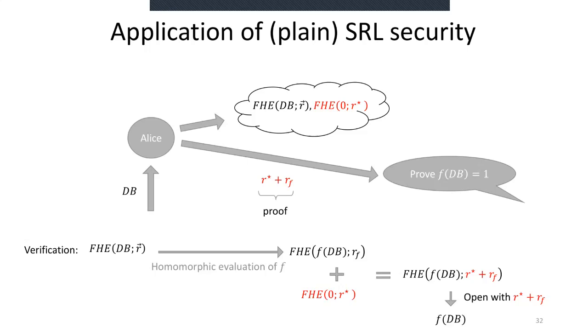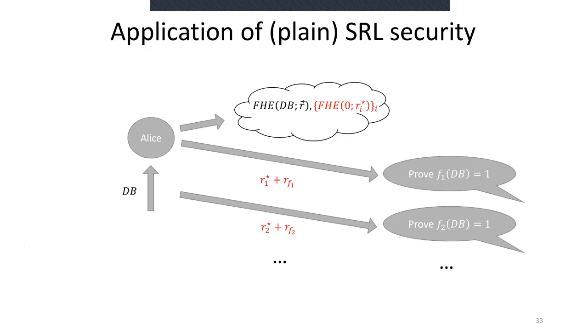And you can open this with the proof. You get f of the database, and you can check that it is actually 1. So if these FHE encryptions are computed properly, then the proof is sound. And the SRL security essentially provides some sort of zero knowledge property. In fact, you can use this mechanism to produce many online proofs, which are short, as long as you include in the sky many FHE encryptions of 0.